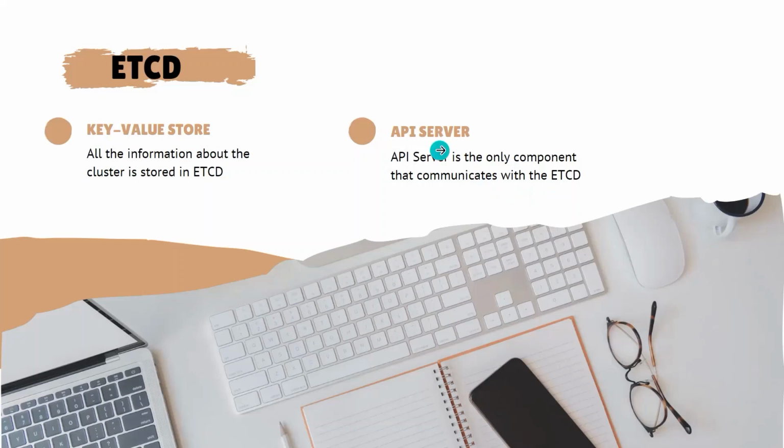As we saw earlier, API server is the only component in the Kubernetes cluster that communicates with the etcd. This API server will connect to the etcd and updates the information and retrieves the information from etcd.